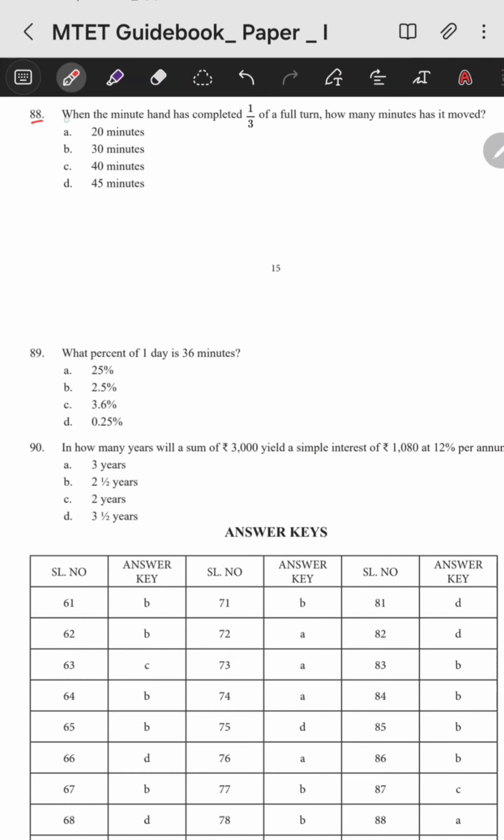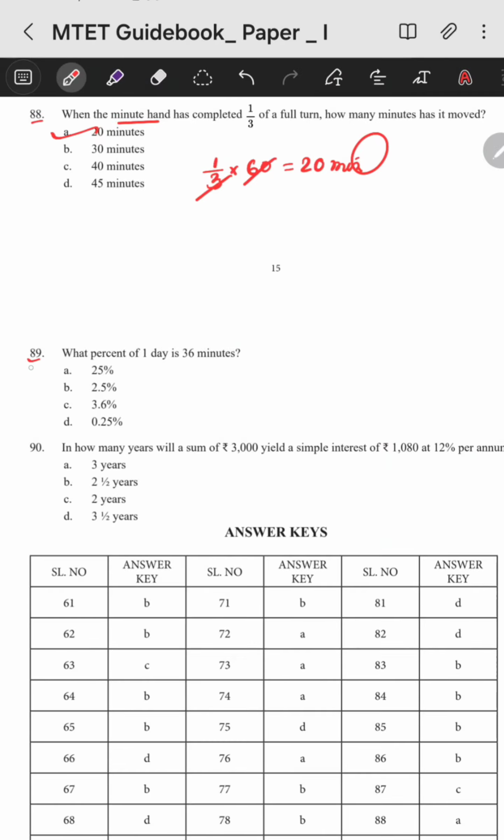Next question number 88, they ask here, when the minute hand has completed 1/3 of a full turn, how many minutes has it moved? If the minute hand gives a complete round, that means 60 minutes. That means 1/3 into 60. If you simplify, it will be 20 times. That means 20 minutes. So option A is your correct option here.